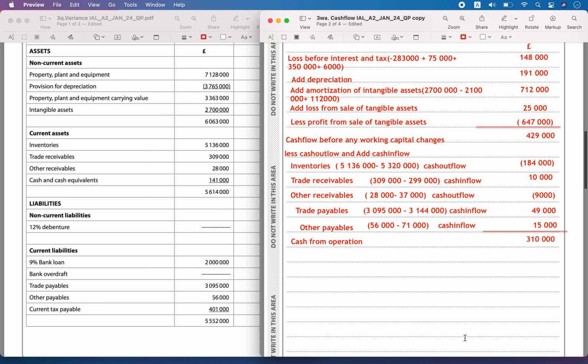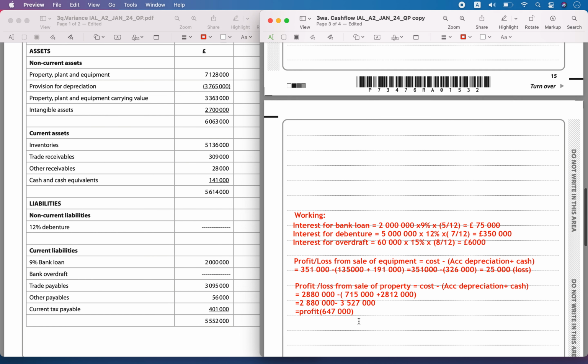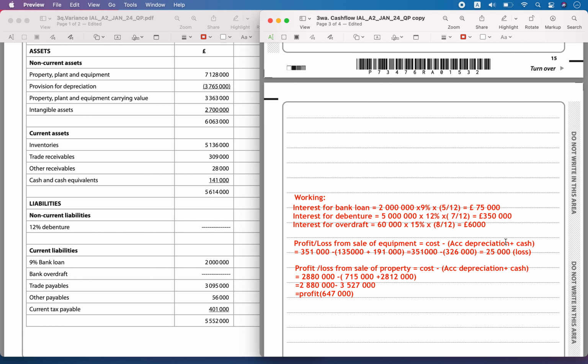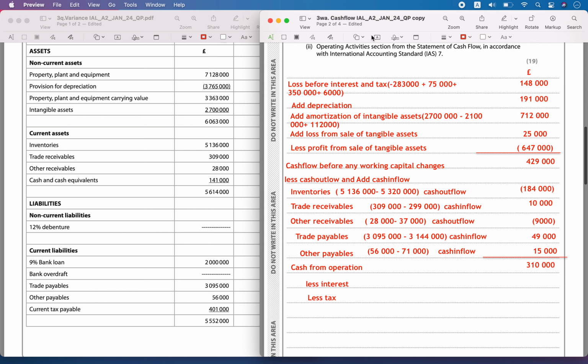Now we have to pay the interest and tax, and then the remaining net cash is what we will be left with from the operations. Any interest is going to be paid from this amount, and any tax is also going to be paid from this amount. So the interest paid is 75,000 plus 350,000 plus 6,000. That is going to be 431,000.